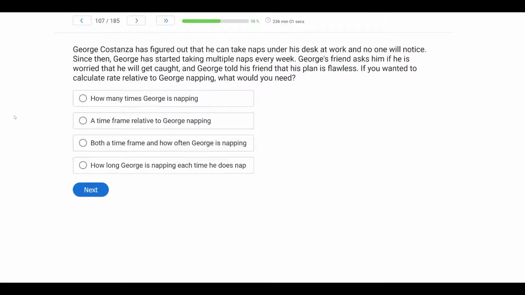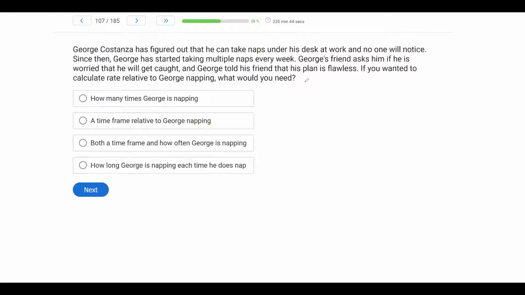George Costanza has figured out that he can take naps under his desk at work and no one will notice. Since then, George has started taking multiple naps every week. George's friend asked him if he is worried that he will get caught, and George told his friend that his plan is flawless. If you wanted to calculate rate relative to George napping, what would you need?